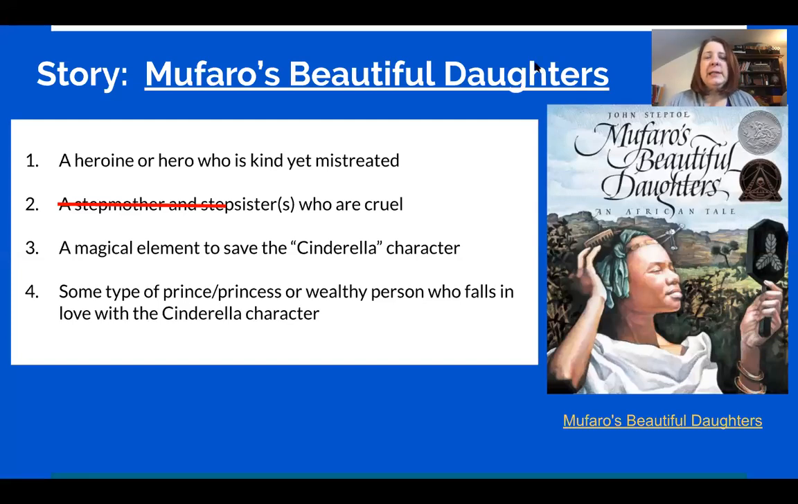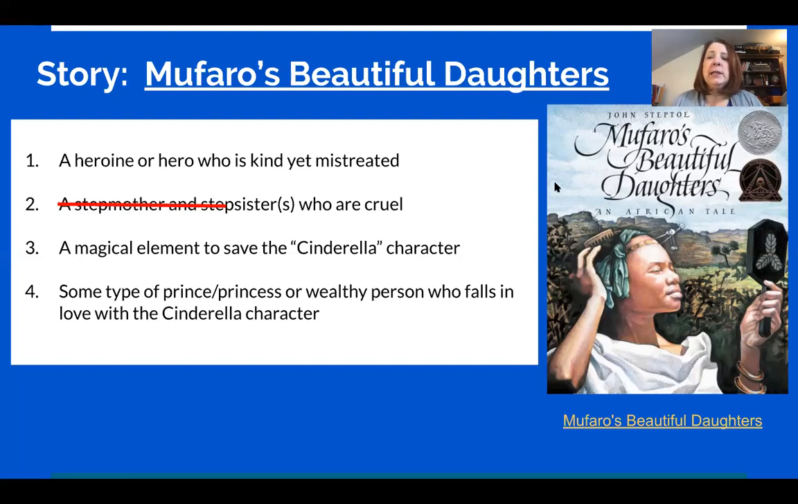Okay, boys and girls, today, this is Tuesday, and we're going to read another Cinderella story from around the world. This is an African tale, and it's called Mufaro's Beautiful Daughters. And you can see right underneath the title, it says, An African Tale.